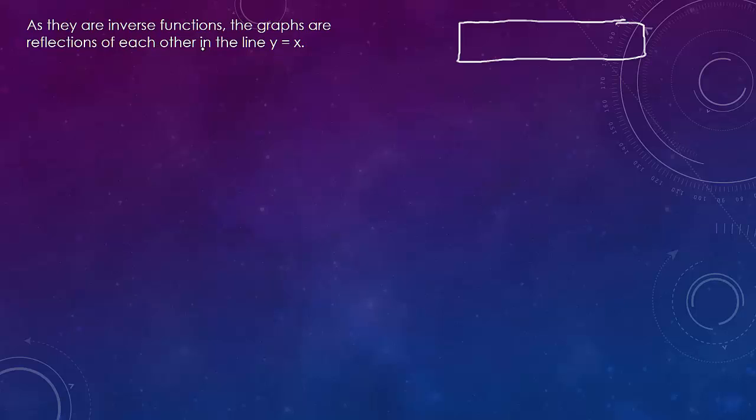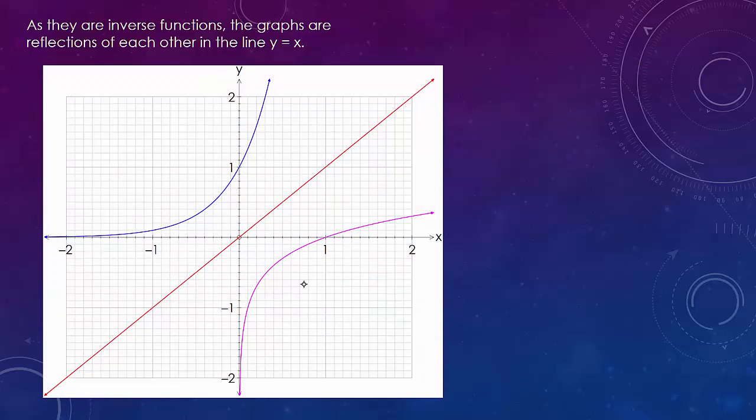As they are inverse functions, the graphs are reflections of each other in the line y equals x. So here we have a graph, and this is the graph of y equals 10 to the power x here. And we've dealt with exponentials before, so we can see the negative x-axis is an asymptote. It goes through 0, 1, and then goes off here very, very steeply.